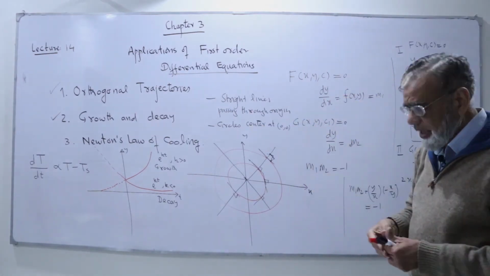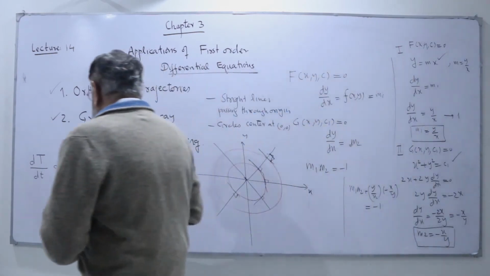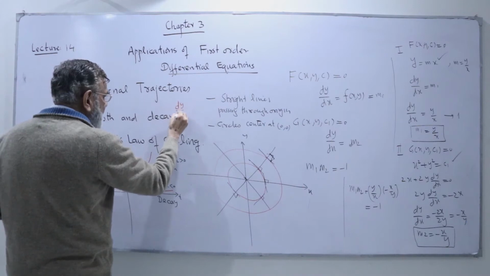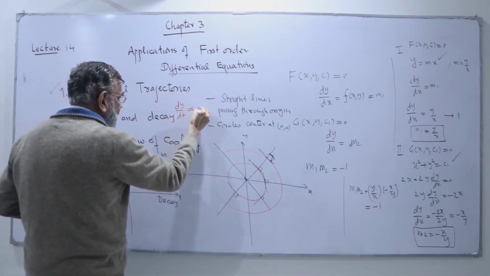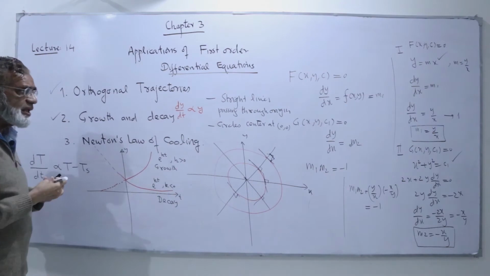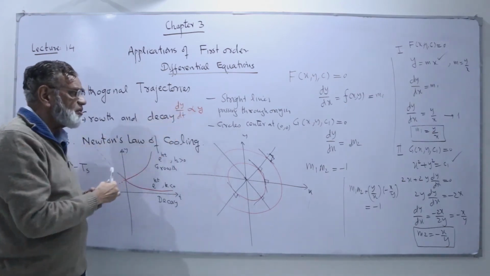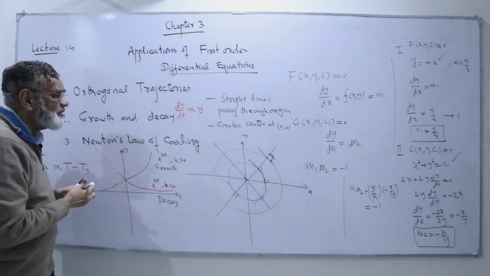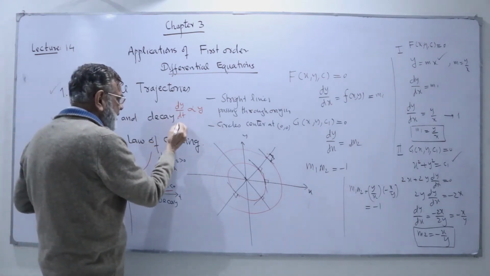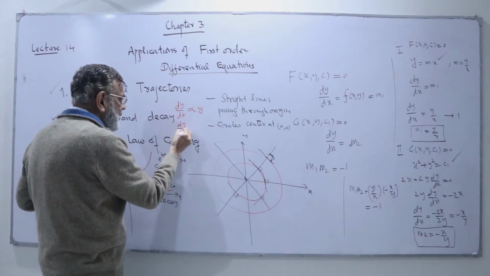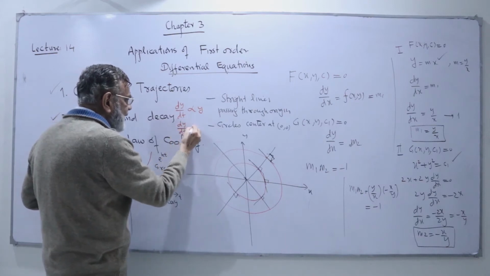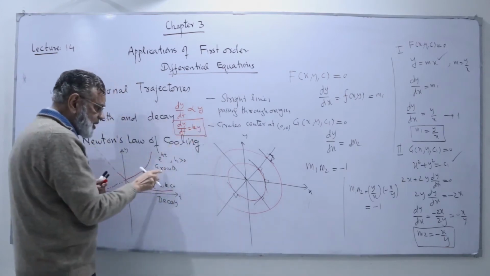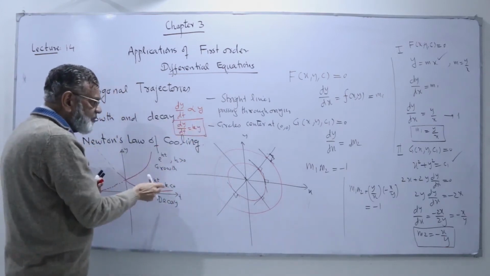And for growth and decay, dy by dt is proportional to y. y is the quantity present. If y is a big quantity, the change will be bigger; if a small quantity, the change is smaller, directly proportional. Then we can write dy by dt is equal to k times y. This is my equation for growth and decay. If k is positive, we have growth. When k is negative, we have decay.